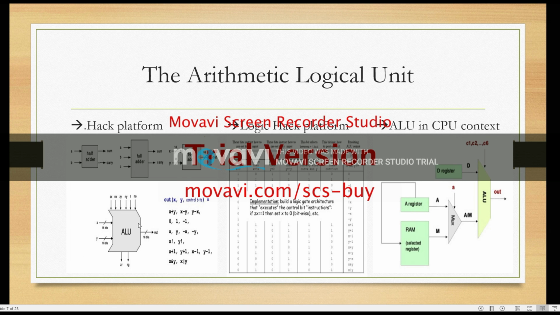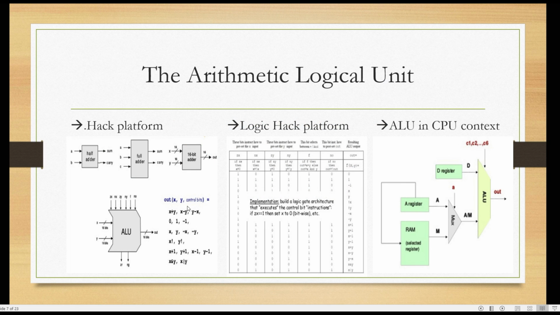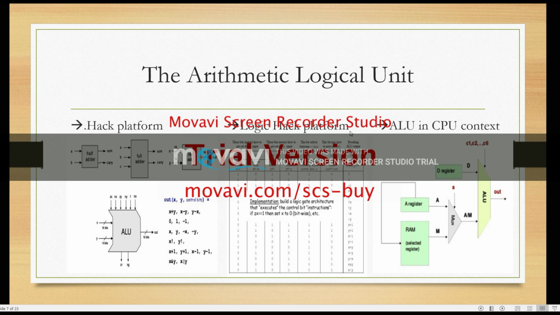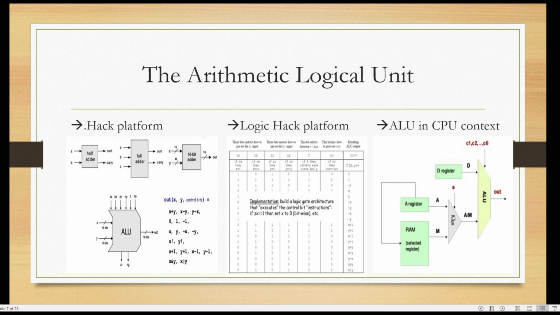ALU is the arithmetic logic unit. ALU stands for arithmetic logic unit. So this is what the ALU is. The ALU in the CPU context: how the ALU sits in the CPU is clearly shown in this figure. ALU is here, then a register, a mux meaning multiplexer, another register, and RAM. This is how the ALU is placed in the CPU.